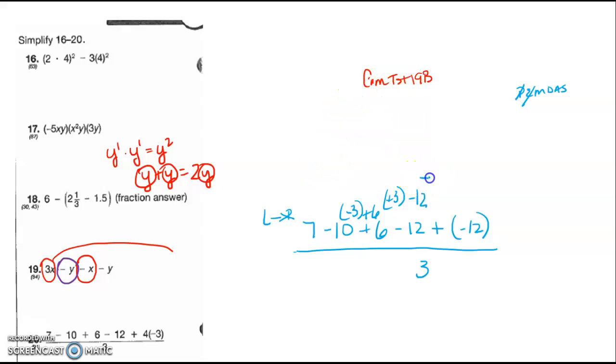So this is negative 9 plus a negative 12, which is going to be equal to negative 21. So then I have negative 21 over positive 3, which is going to be negative 7.